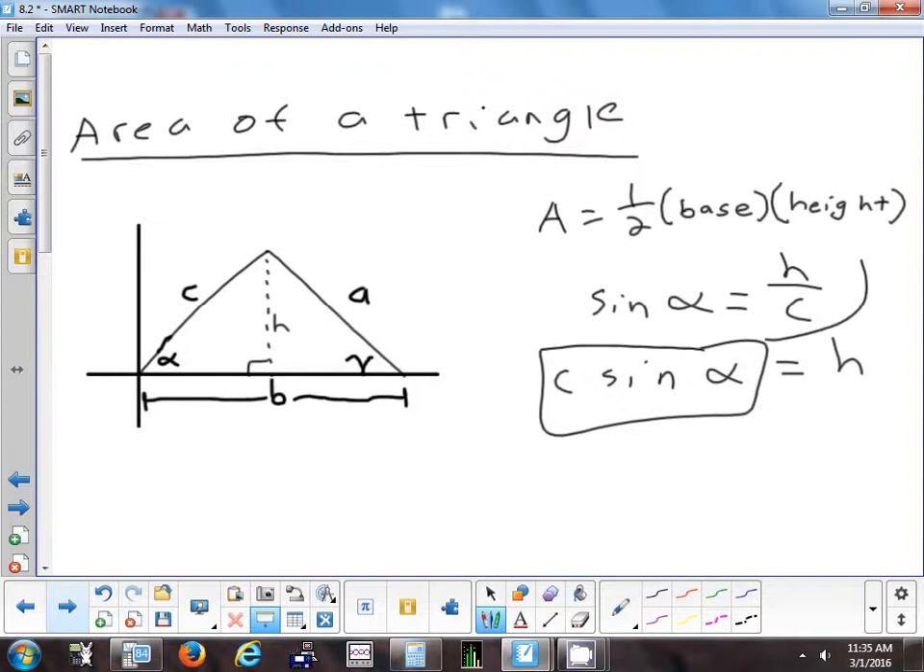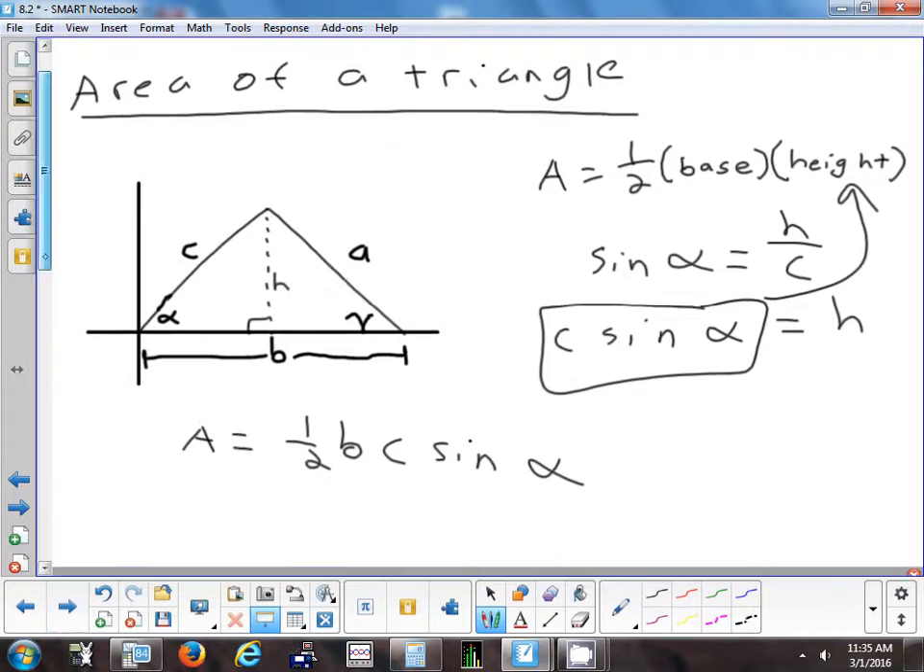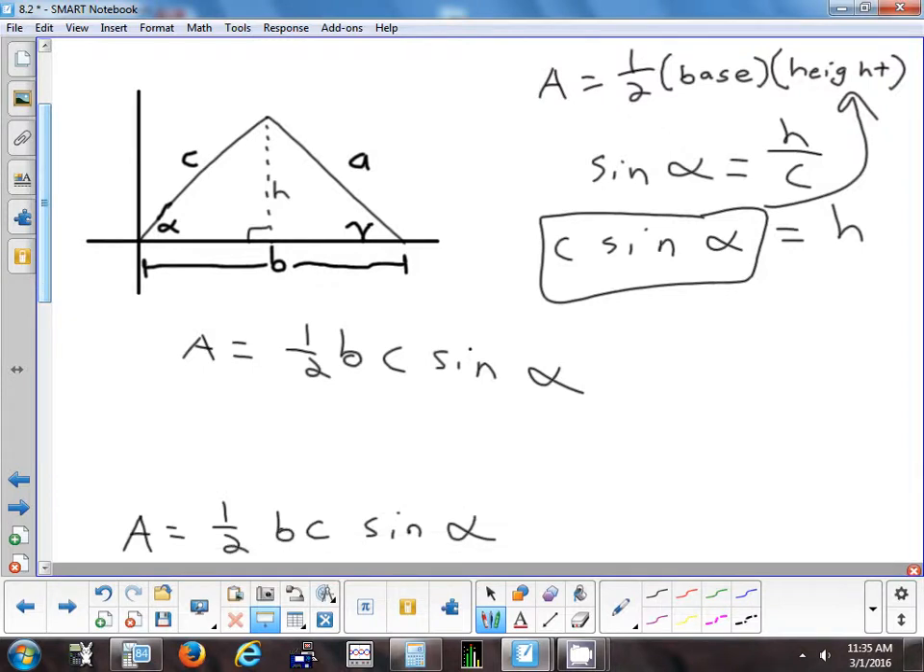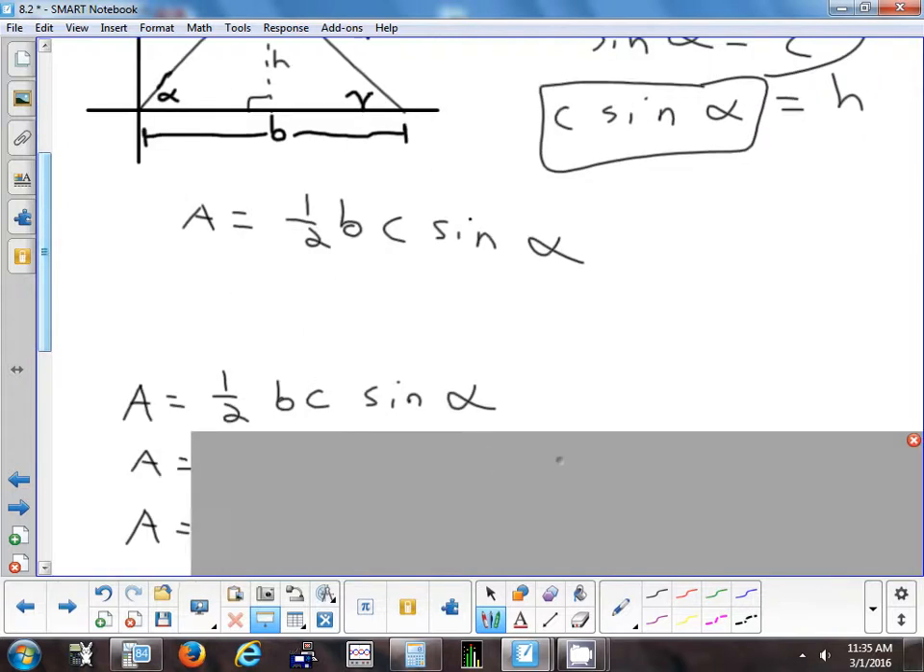Now, I'm going to plug that in for the height. So now the area is going to be 1/2 the base, which I called B, times the height, which is C sine alpha. So we get the formula 1/2 BC sine alpha. Any questions on that?